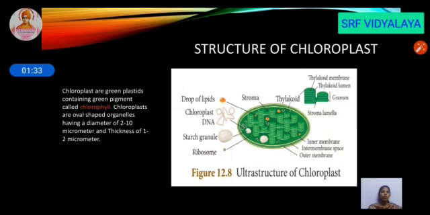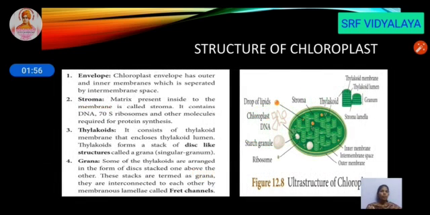Structure of chloroplast. So the chloroplast is a green plastid. It contains green pigment called chlorophyll. So the chloroplast is oval in shape, diameter 2 to 10 microns and thickness is 1 to 2 micron. So this is the structure of the chloroplast. So in detail, the structure of chloroplast has the four distinct regions, that is envelope, stroma, thylakoid and grana.